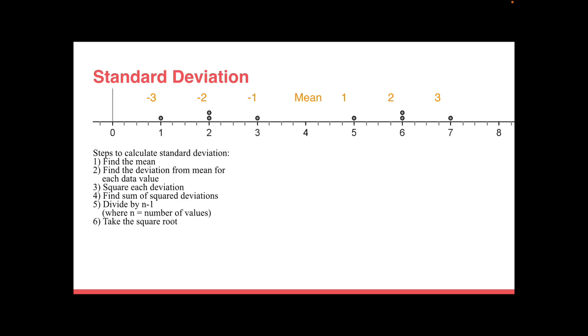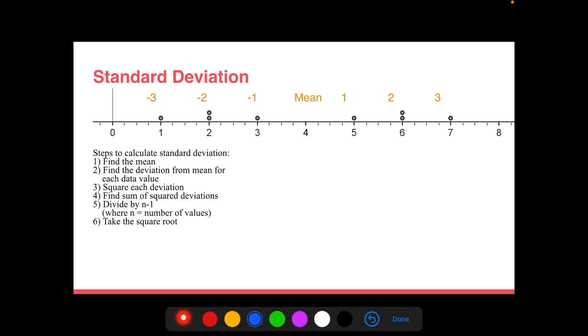So we are going to have to actually make a table of values and find the standard deviation. So step 1 is find the mean. So mean is x bar, and that is 4. And it says find the deviation from the mean for each data value. So each data value is going to be called our observation, or x. So our data values are 1, two 2s, a 3, a 5, two 6s, and a 7.